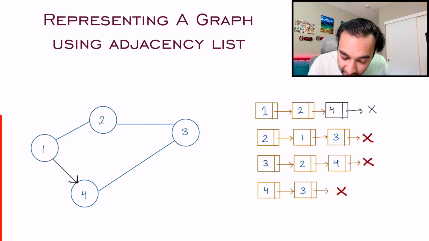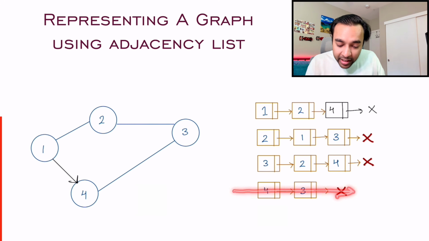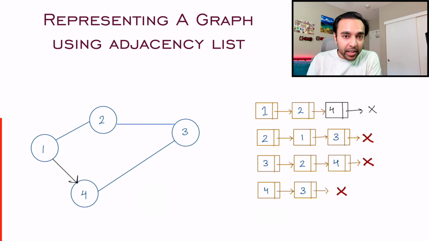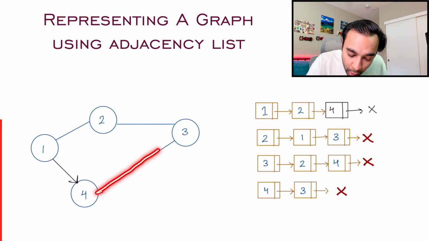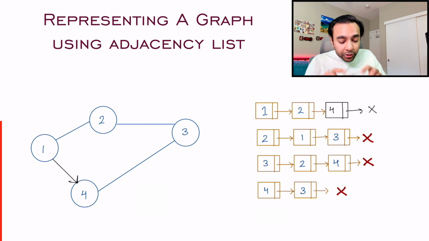Because if you see, when I'm traversing my fourth list, then I only encounter node number 3. And that is the only edge that exists. So this is how you deal with directed graphs in an adjacency list.